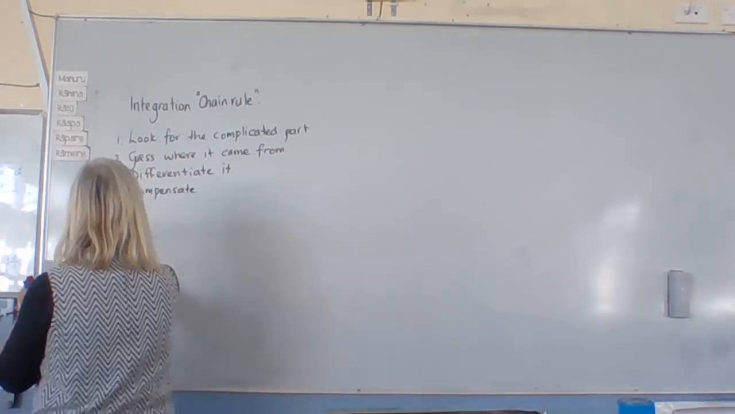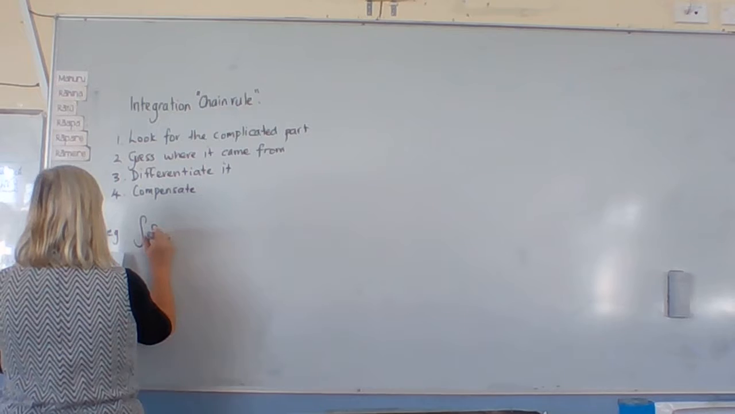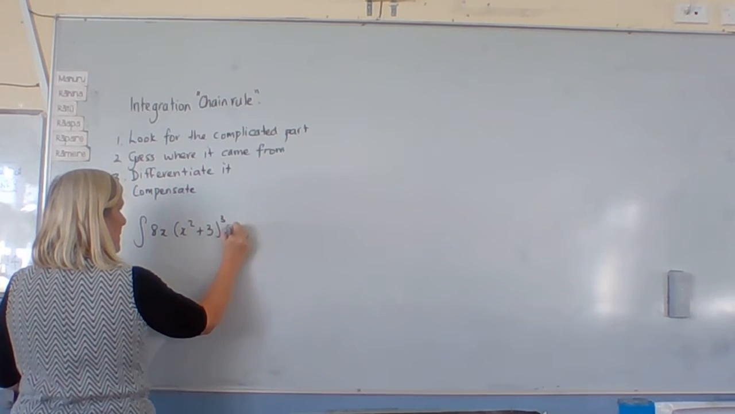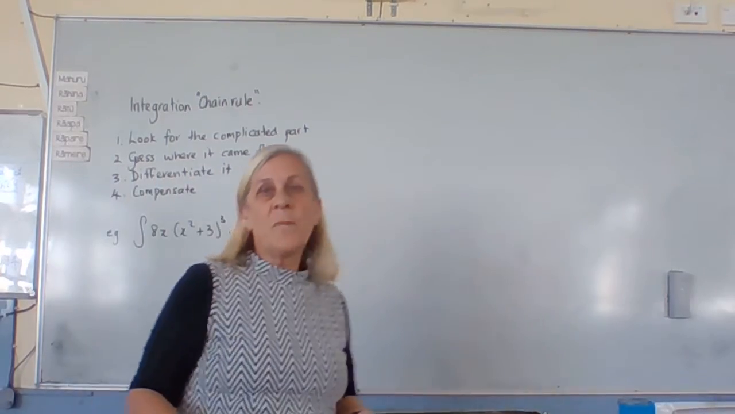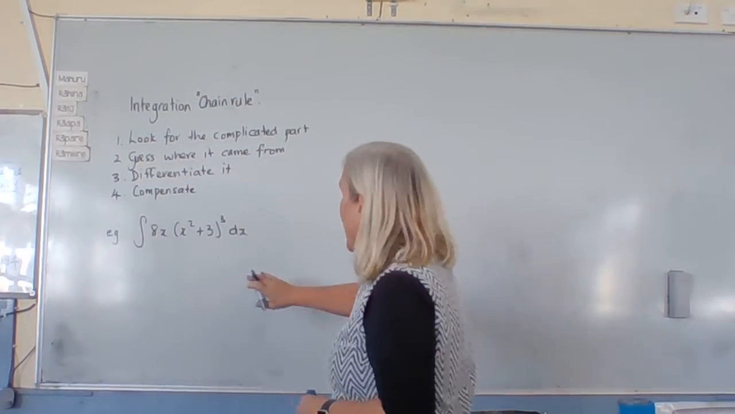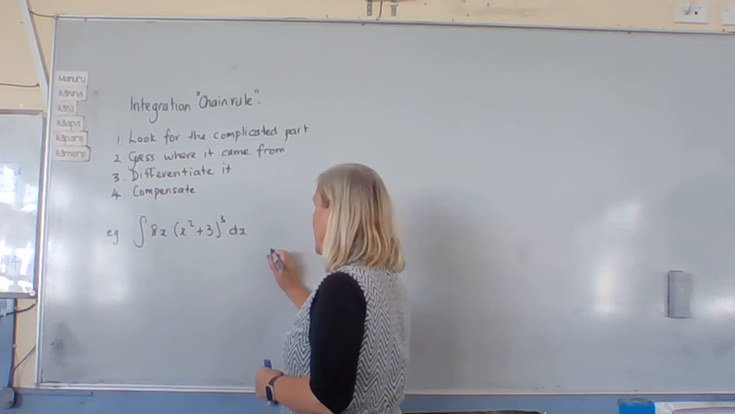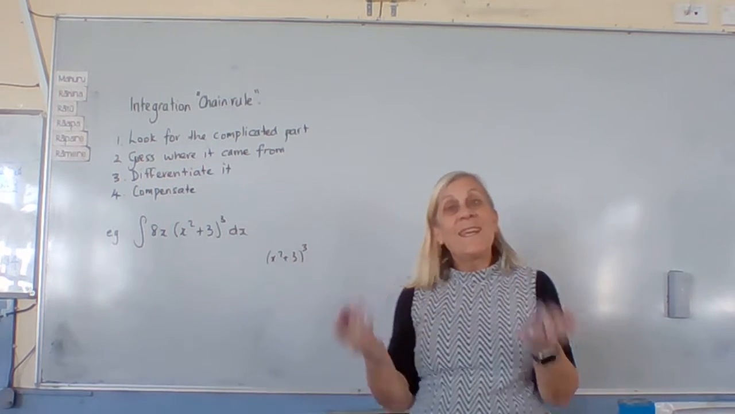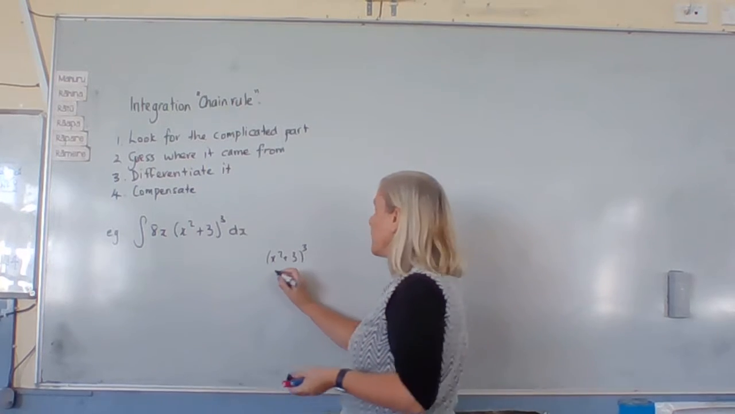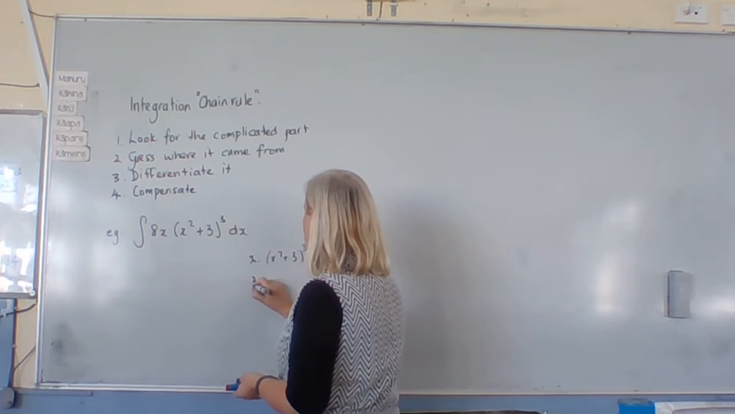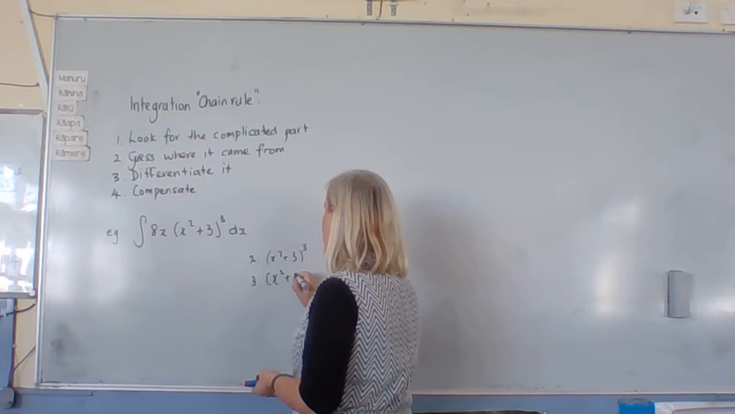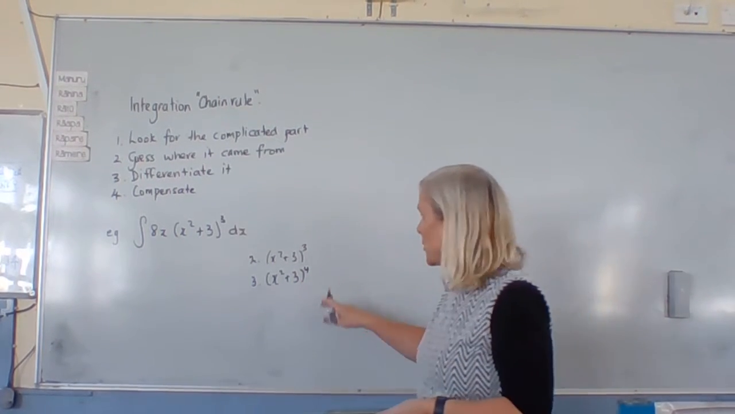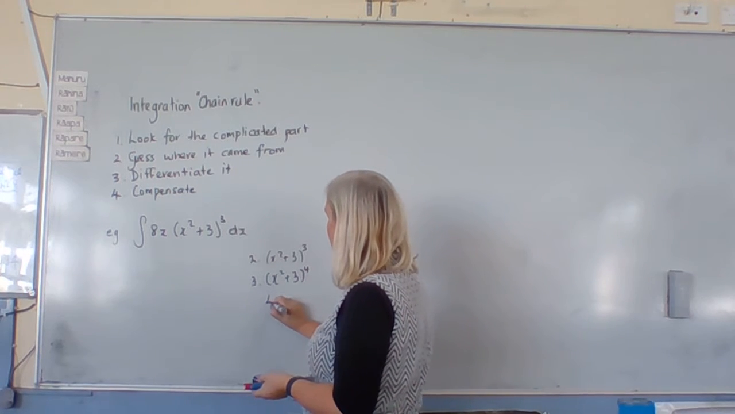So, first one. All right, so the complicated part here is our x squared plus 3 to the power of 3. And we guess that that came from something with a power of 4. So our guess says x squared plus 3 to the power of 4. We're then going to differentiate that and find out what that gives us.